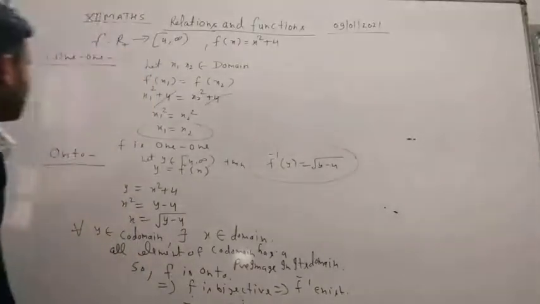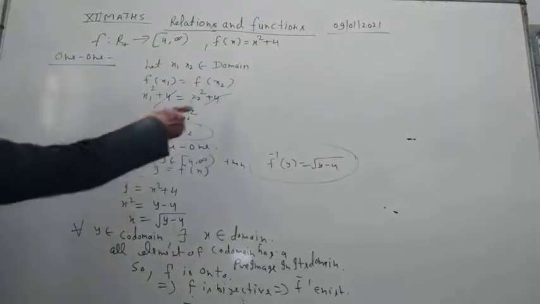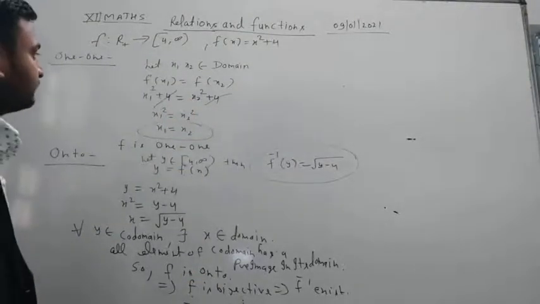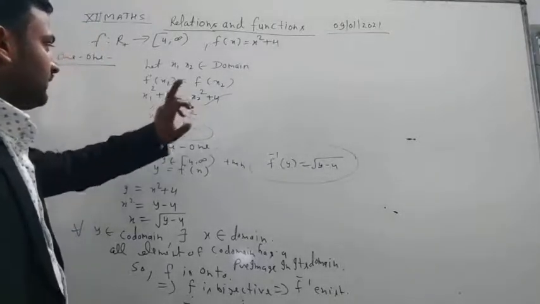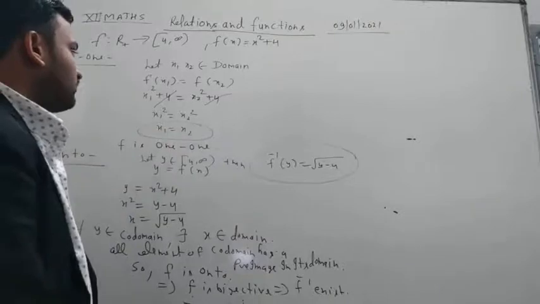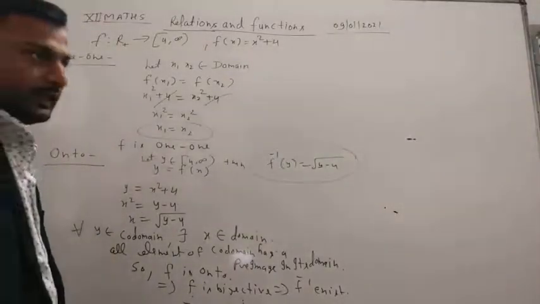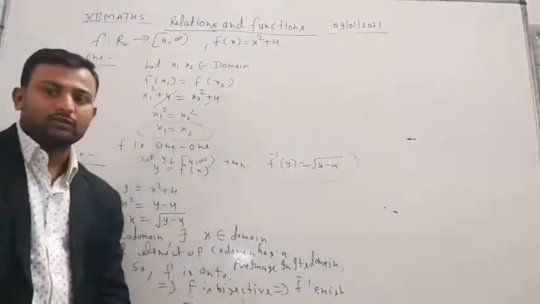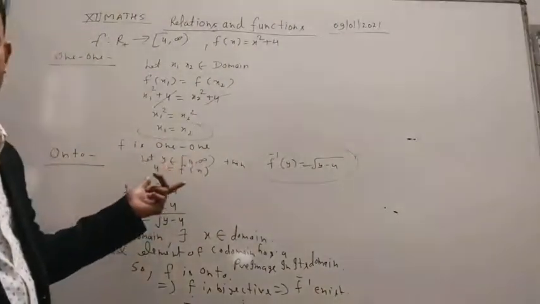So let's check for the one-one function. Let x1, x2 belong to the domain. So f(x1) is equal to f(x2). Okay, students, we can write x1 square plus 4 is equal to x2 square plus 4. So x1 square is equal to x2 square. So from here we are getting x1 is equal to x2. Now we can say that our function is a one-one function.